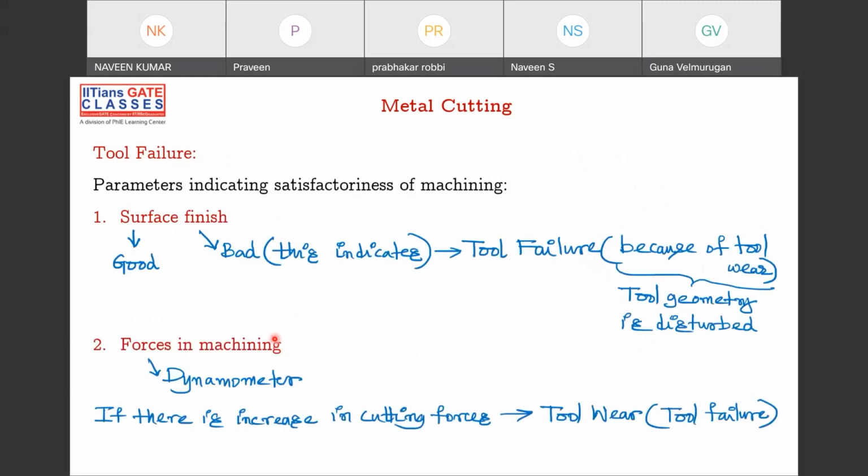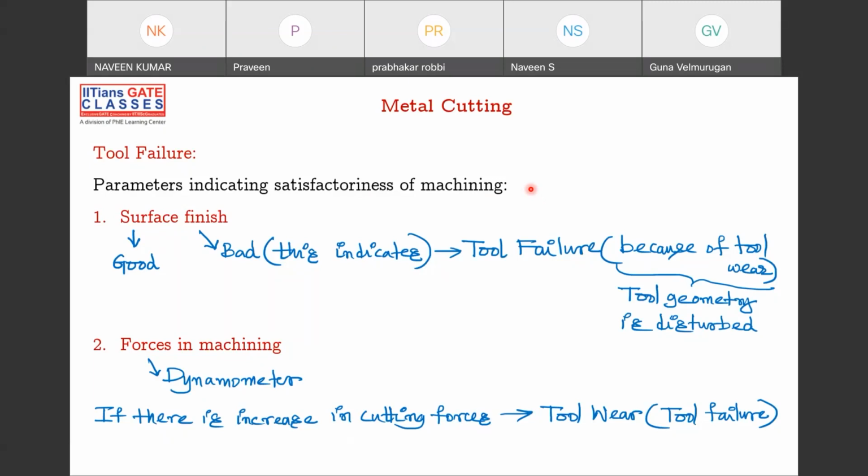Next is tool failure. How are tools failing? How do you know the tool is failing? You don't know, right? Machining is happening, and you're not monitoring it live. You have to have some methods to say that okay, fine, this is where the tool has failed. How do you say? There are some parameters indicating satisfactory machining. If this satisfactoriness is not met, then your machining is not happening properly.